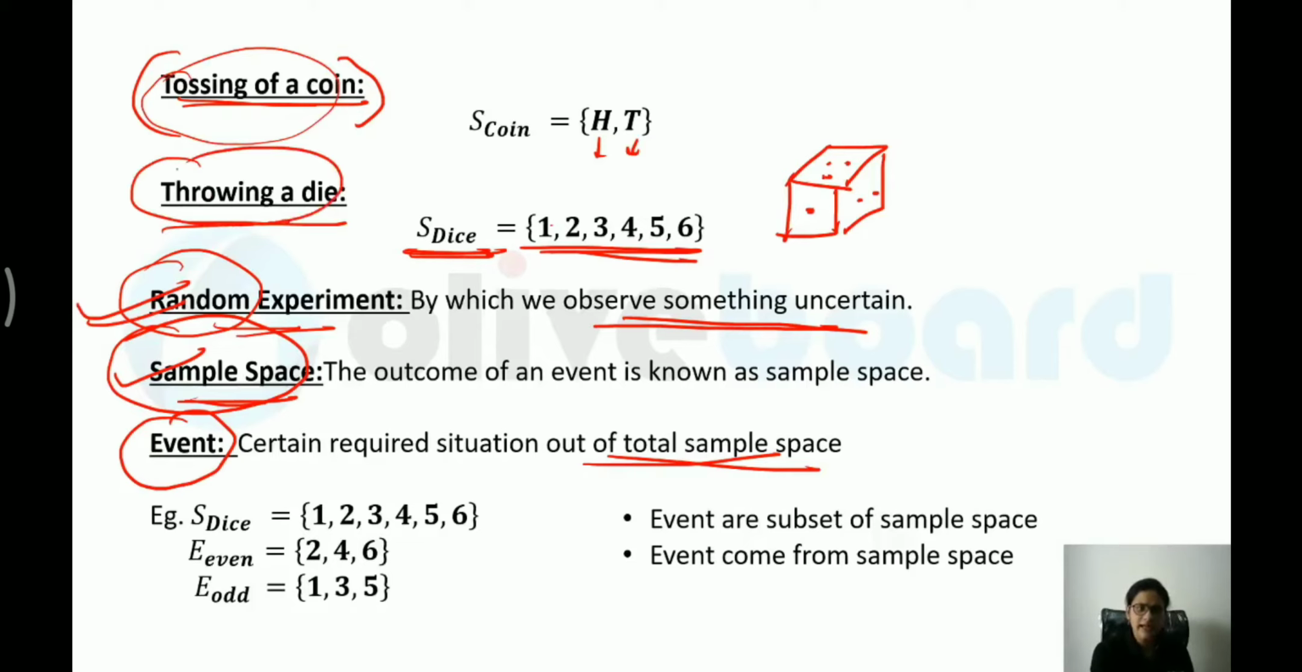Throwing of a die is an experiment. Now this experiment will give me some sample space, that means the total outputs possible. So what are the total outputs possible here? For a coin, 2 outputs are possible. Here, 6 outputs are possible.